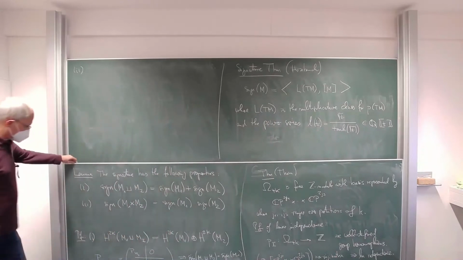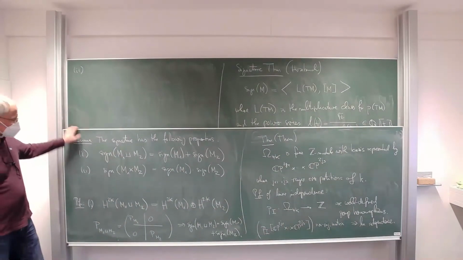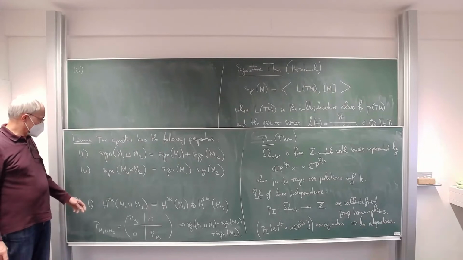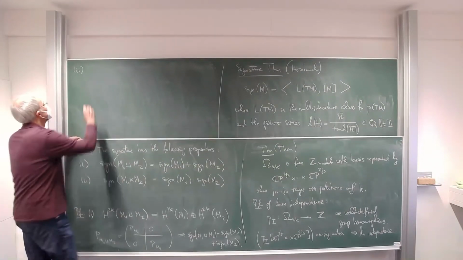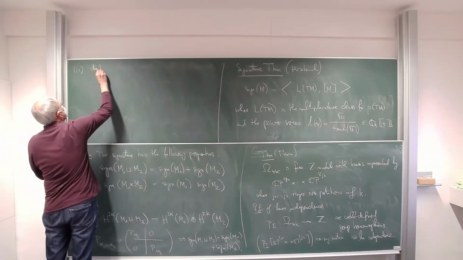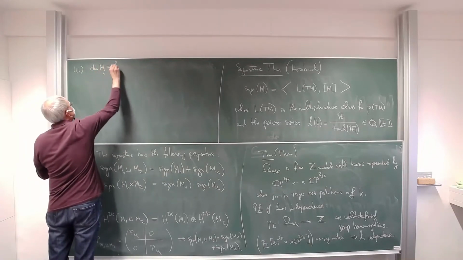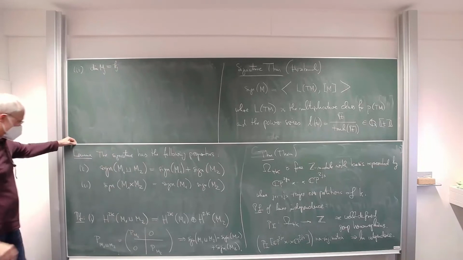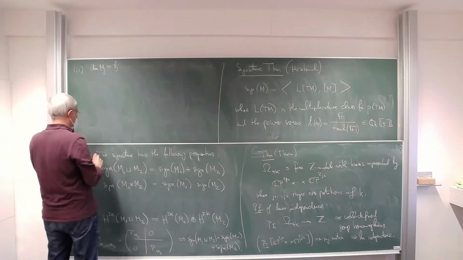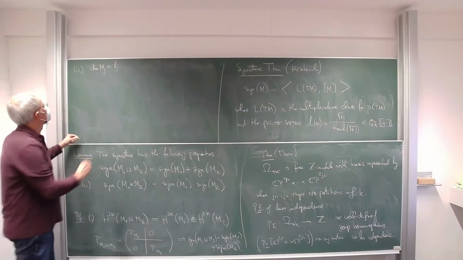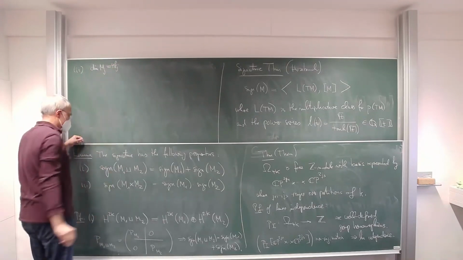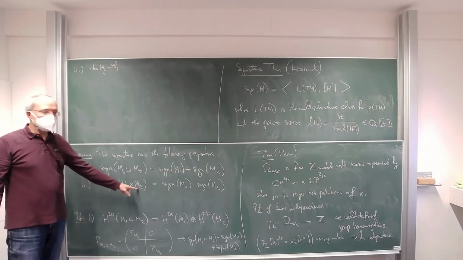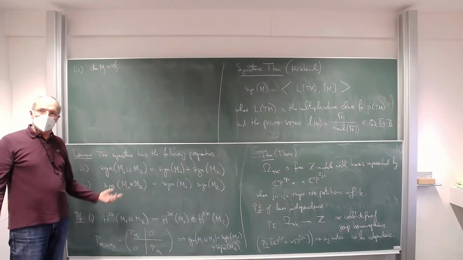So let's see. The signature of the product lives on the corresponding half-dimensional cohomology of the product. So let's write the dimension of M_j equals 2k_j. Then M1 times M2 has dimension 2k1 plus 2k2.